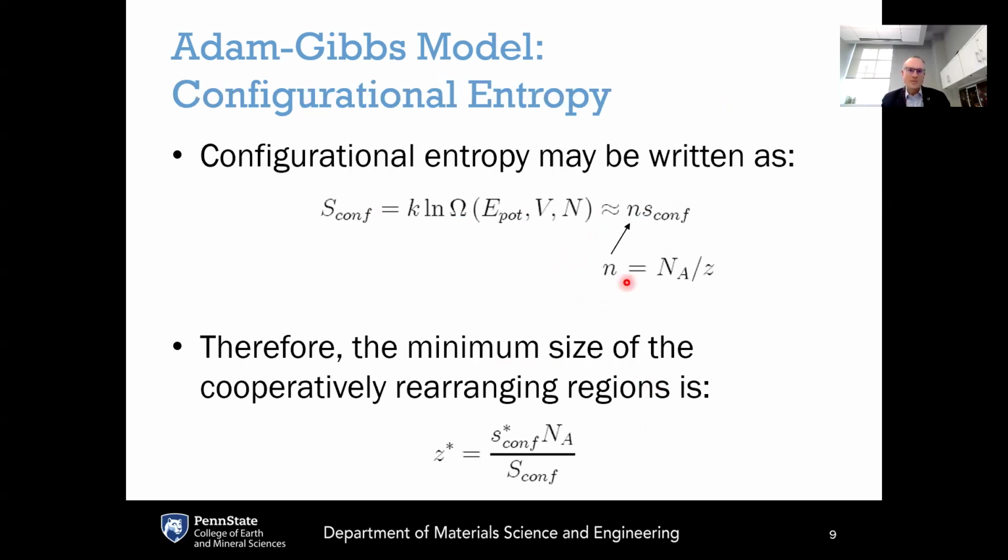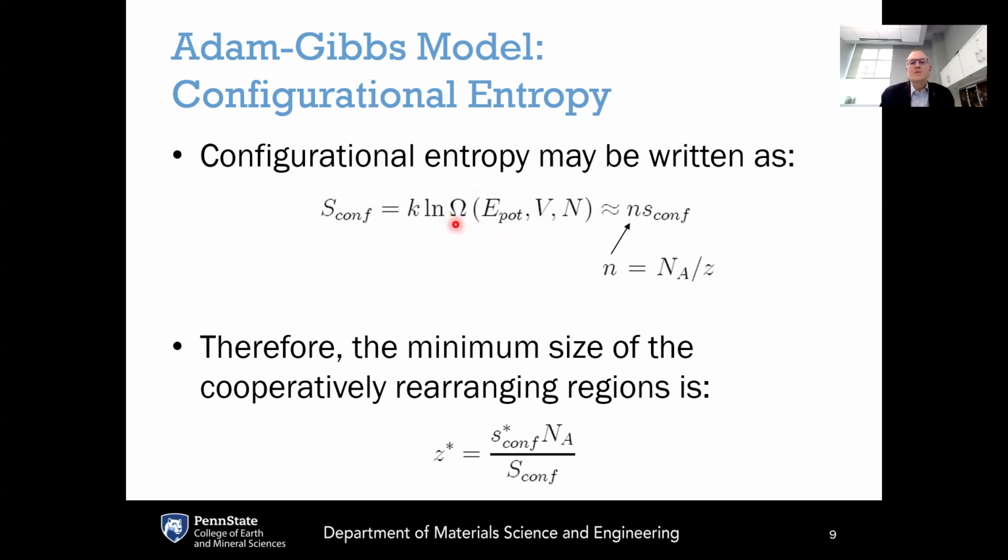The next step in the Adam-Gibbs derivation is to relate this to the configurational entropy of the system. According to Boltzmann's equation for the configurational entropy, S config must be equal to Boltzmann's constant k times the natural logarithm of the number of possible microstates that satisfy whatever the macrostate is.